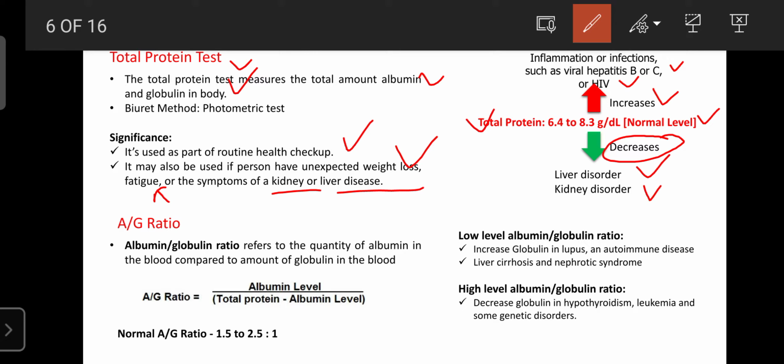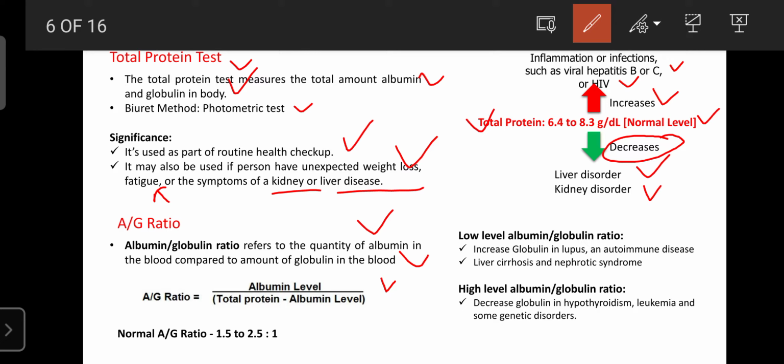Regarding the A/G ratio, known as the albumin globulin ratio, it refers to the quantity of albumin in the blood compared to the amount of globulin in the blood. The A/G ratio is calculated using this formula: albumin is calculated by the direct method, then the total protein is calculated by the biuret method, then minus the albumin level, and you get the A/G ratio.